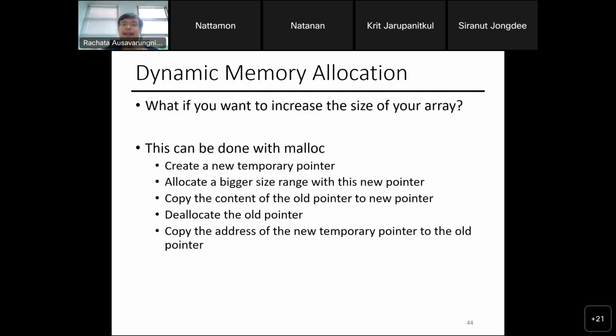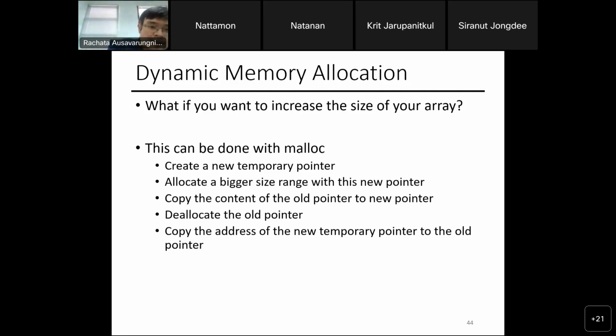First, you create a temporary pointer, and then you allocate a bigger size range with this new pointer. Then you copy the content of the old pointer to the new pointer, and then you deallocate the old pointer. Then you copy the address of the new temp pointer to the old pointer. We will do this for your in-class exercise, and it will be a part of your assignment 3. This is something simple that we would like to make sure you can do.